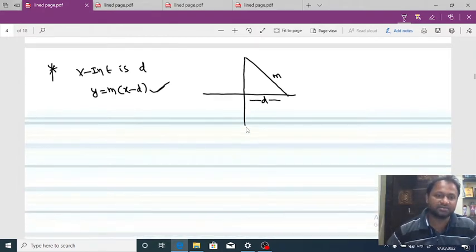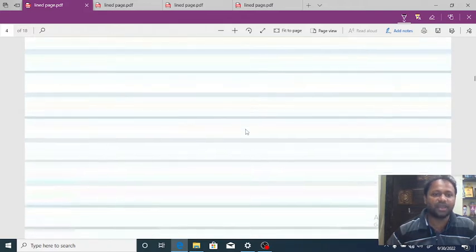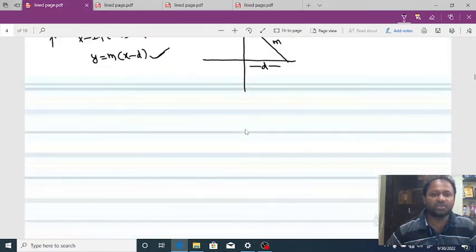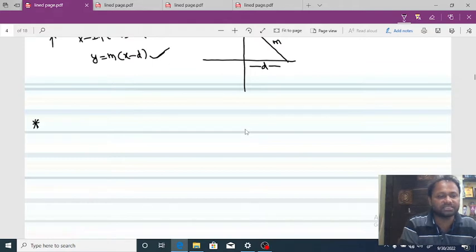After that, this is another form. And next, we are going to do one more important formula, that is the intercept form of a straight line.